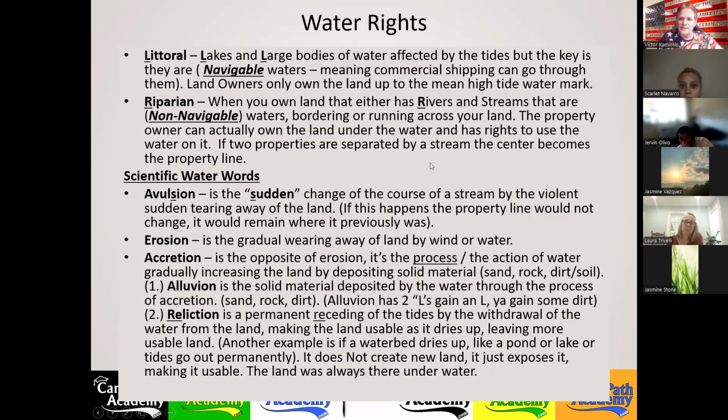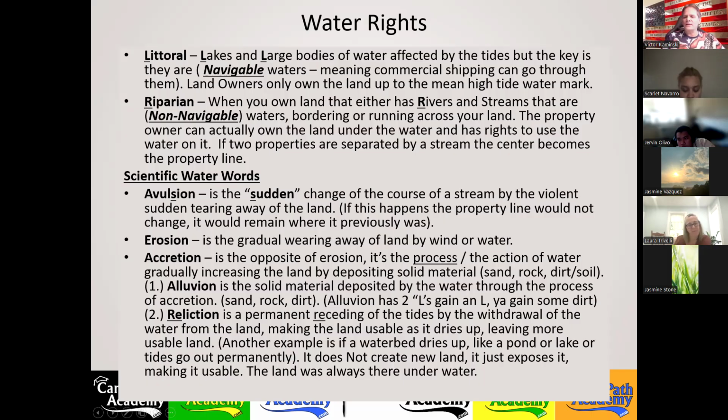Which is the case in places like Lake Michigan and those lakes up on the New York border over there. Some of them have really rough waters, and they definitely have high tide and low tide. Commercial shipping definitely goes through those. So those are littoral property rights over there. It really depends on that. You'd have to determine if they're navigable or not.